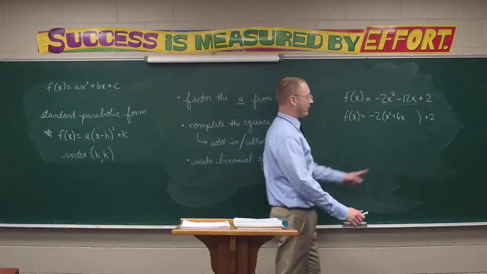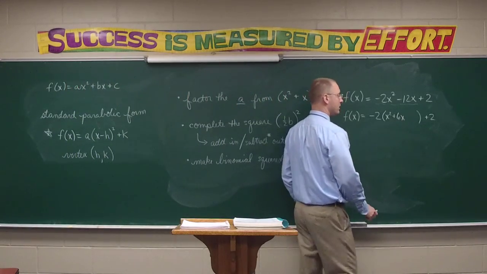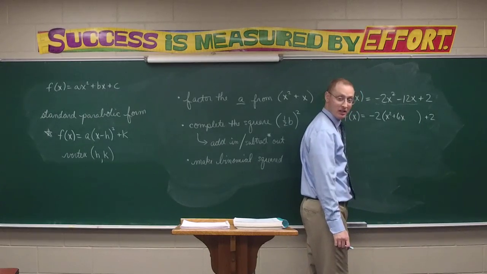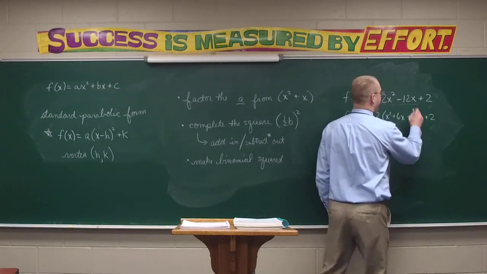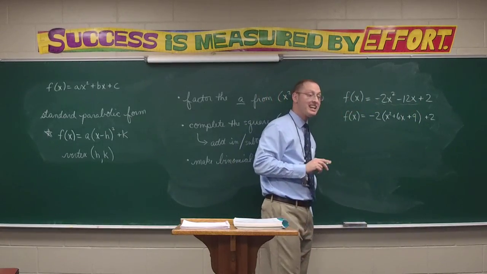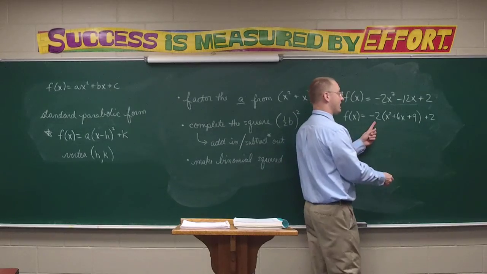So what number do I write inside the parenthesis? A negative 3. Oh. Half and square? Half and square. No. 9. Okay. I'm going to put a 9 right here. But it only looks like a 9, Genesis. It's not really a 9. What is it really?